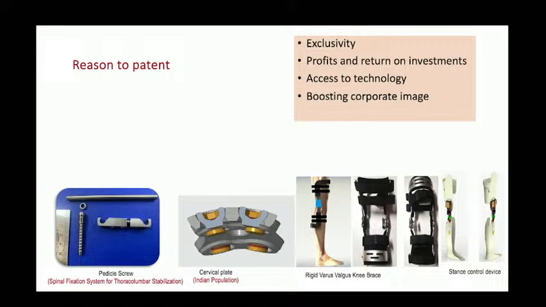The other products which have been made by Chitra are multiple spinal fixation devices and cervical plates. You have various processes which have already been made and translated.